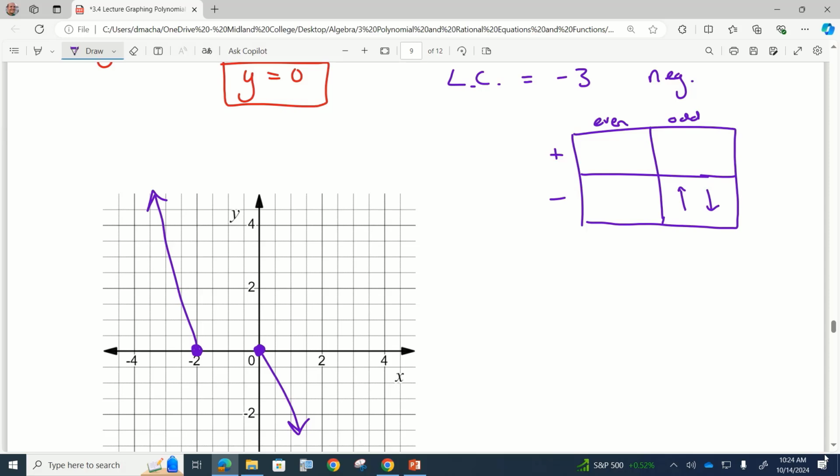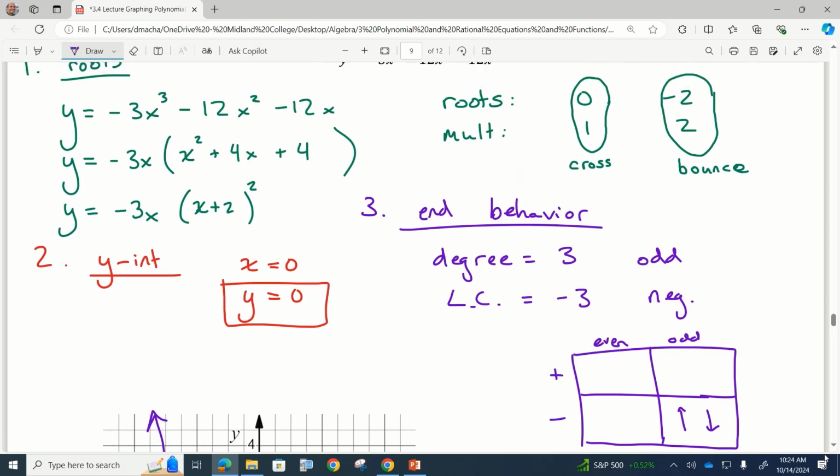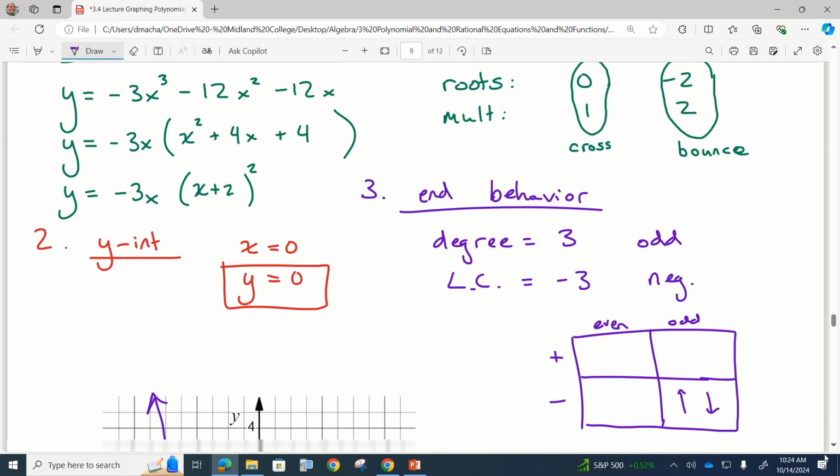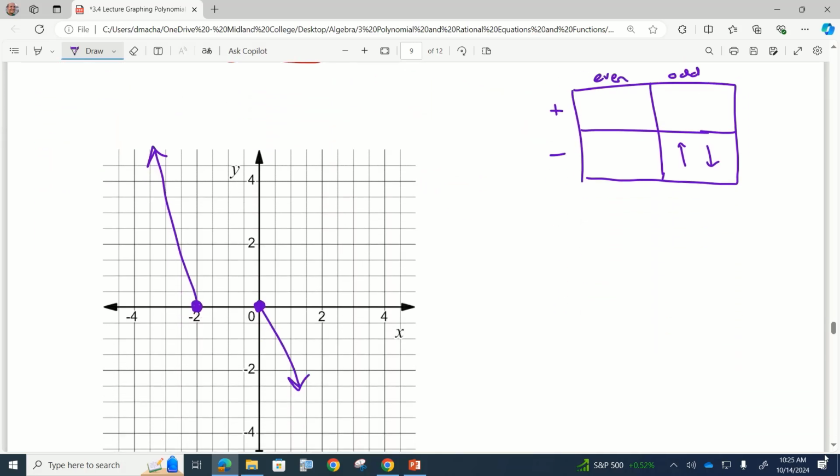The last step is the hardest step. I have to connect those dots in a way that respects what the root multiplicities have to say. And the root multiplicities say, let's cross the axis when x is equal to 0. And let's bounce when x is equal to negative 2. So cross the axis when x is equal to 0 looks like that. And bounce when x equals negative 2 looks like this. And then I connect the dots. And that looks like this.